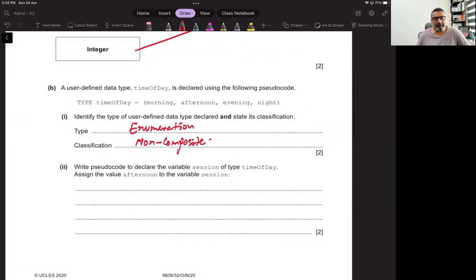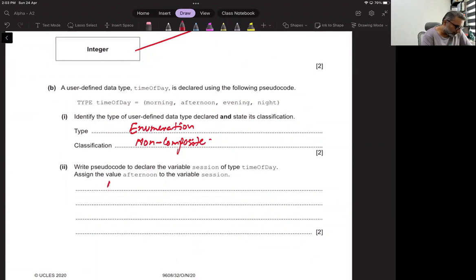Write pseudocode to declare the variable session of type time of the day. Assign the value afternoon to the variable session. I told you earlier that when we assign values to variables of type enumeration, the values will not be enclosed in any double or single quotation marks, because they are just values.